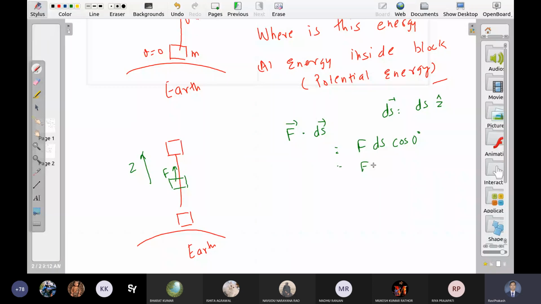How much is the force? Obviously, if there is no change in kinetic energy, that force must be equal to mg, and this height is h. So this is the work. Everything is consistent. This is the work done by me, right? That's why you say that the work done by me is mgh.